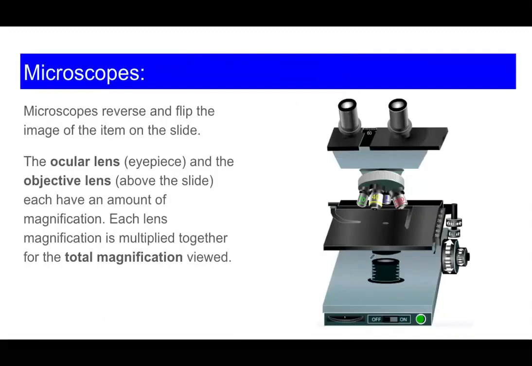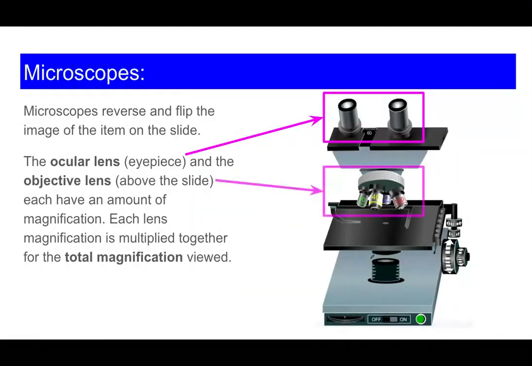So microscopes, we did a little bit with microscopes. We didn't go over all of the parts, so don't stress about that. The big things that we want to make sure that you remember is that a microscope reverses and flips the image on the slide. So if we're looking at the slide, it would be right under here. And so the ocular lens is this eyepiece. So that's where that would be.